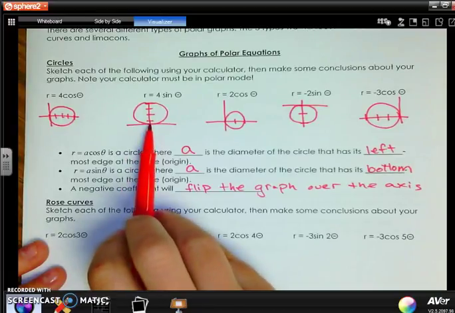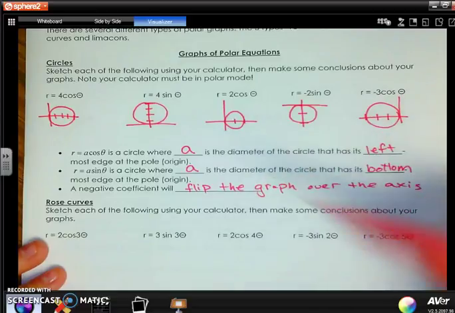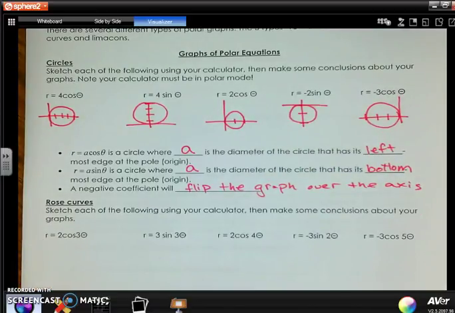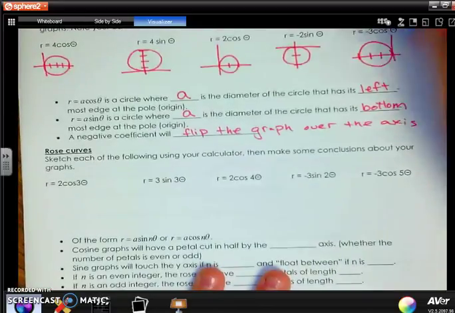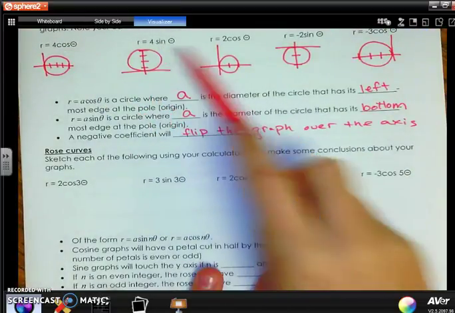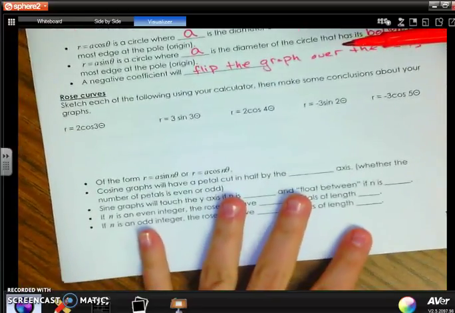So this is an example, and then we noticed that when that became a negative, then it was the top. It kind of flipped it over. So those are some conclusions that we can make about circles. Circles are kind of the easiest one, and notice though that with the circles there was no coefficient with the theta. Notice that these thetas were all by themselves, so that's an important observation in how you get a circle.